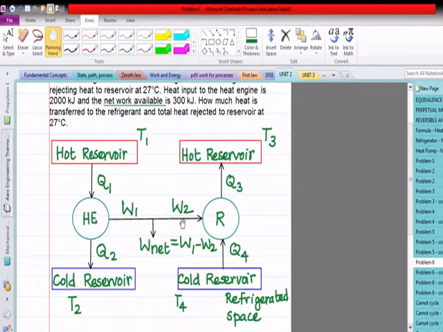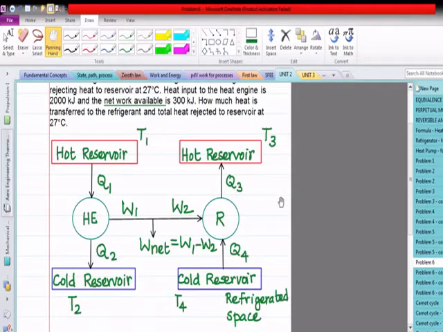Okay, so there is no remaining work. After supplying some work to the refrigerator, there is no remaining work. So that is another way of giving the data. When net work is given, it means that after supplying some work to the refrigerator, some more work is remaining. That work is taken as W net, which can be written as W1 minus W2.